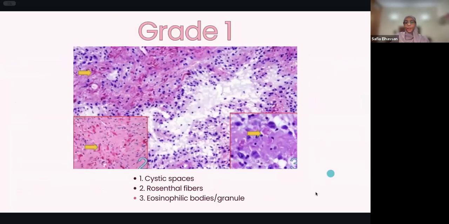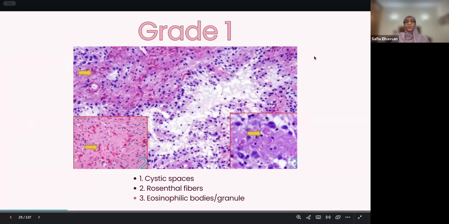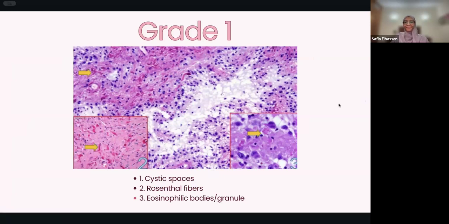So this is grade 1. What are some of the histological features that you guys know about grade 1? Or you can see it here, but just tell me what you know. Yeah, Rosenthal fibers.